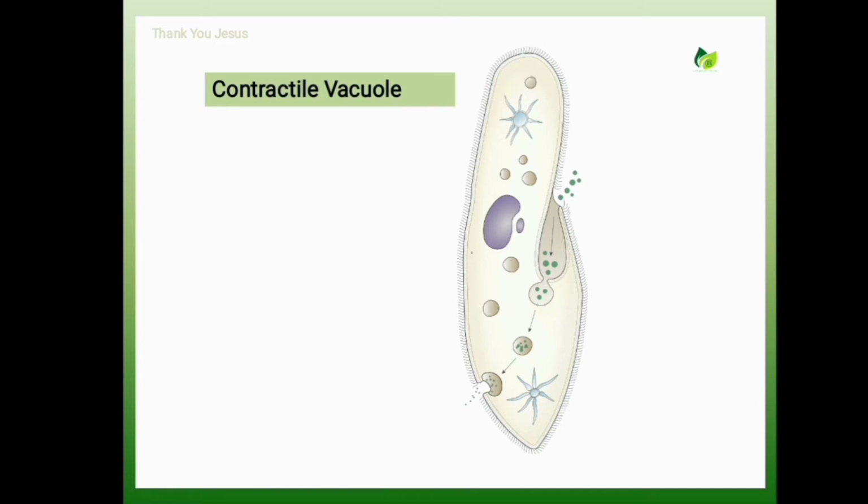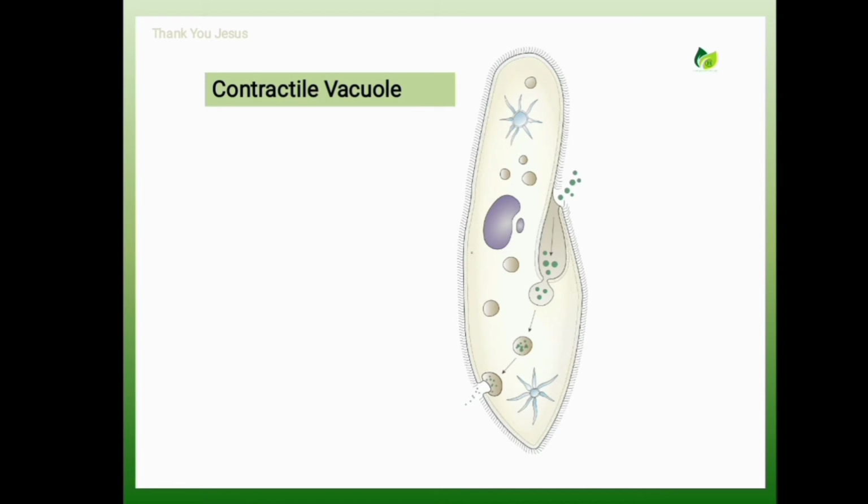Okay, the continued entry of water shall cause bursting of the cell. This is prevented by throwing the extra water to the outside with the help of contractile vacuoles. So in water habitats, the water enters into the living cells continuously. That water is thrown out of the cell by using contractile vacuoles.